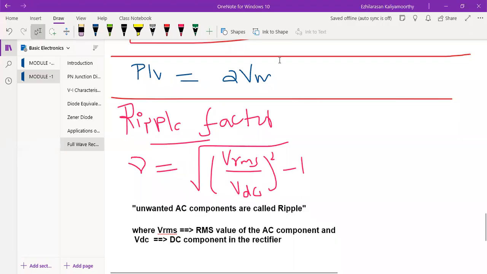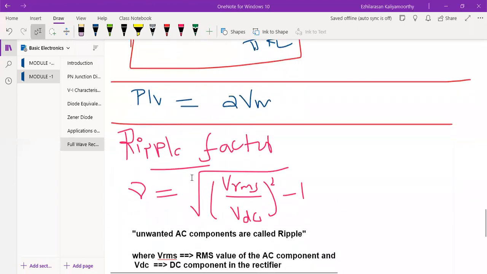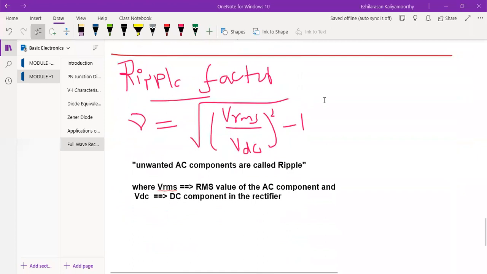The next factor is the peak inverse voltage for the full wave rectifier, which is 2Vm. Next, we have to calculate the ripple factor. The ripple factor is gamma equal to the square root of (Vrms by VDC) the whole square minus 1. What does ripple factor mean? The unwanted AC components are called ripple. Here Vrms is the RMS value of the AC component and VDC is the DC component.